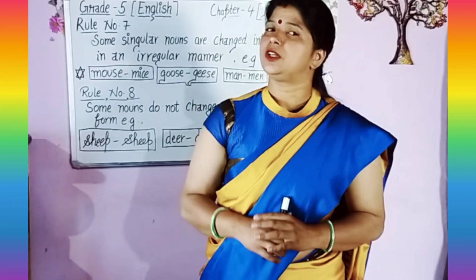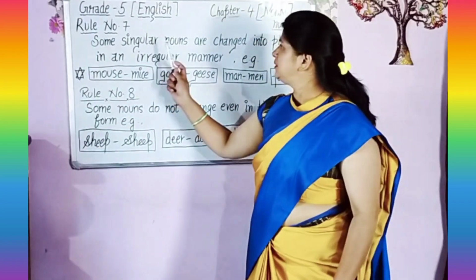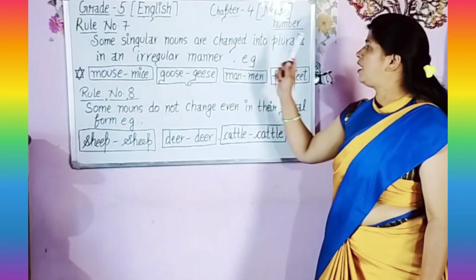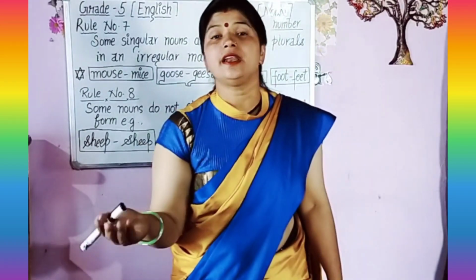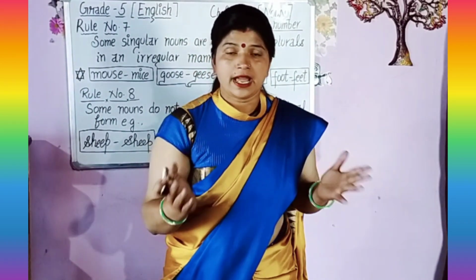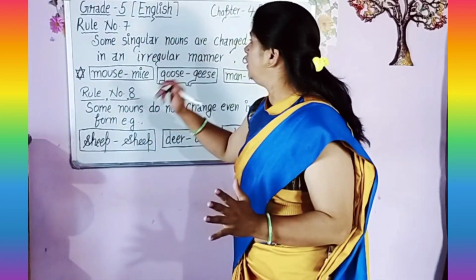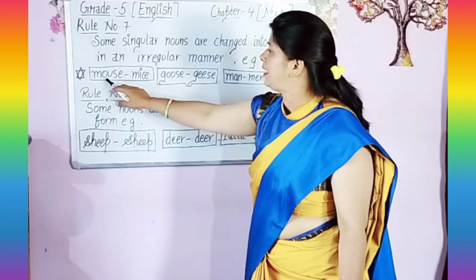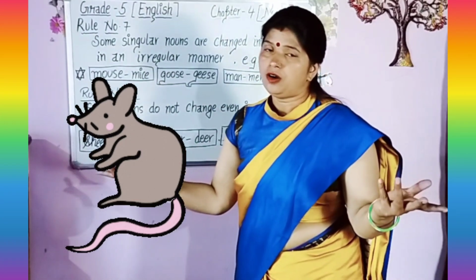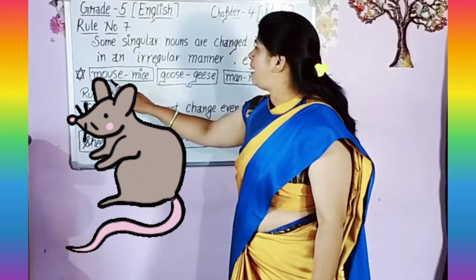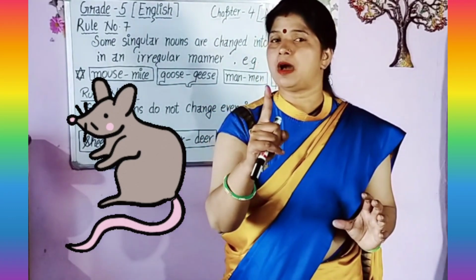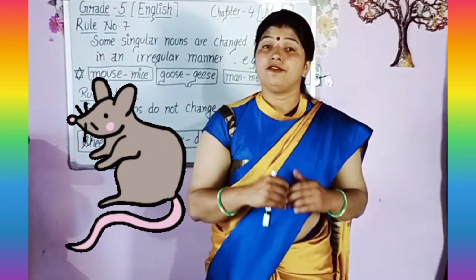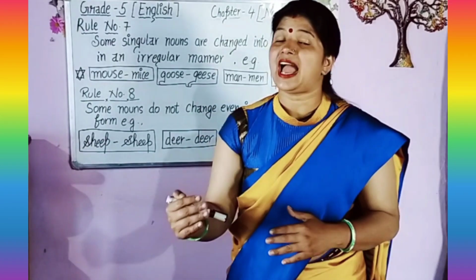My dear students, now the rule number 7 is some singular nouns are changed into plural in an irregular manner. So there are a few nouns which change in irregular form. They don't follow any rule. For example, mouse. No rule is there. So if we have to write mouse in plural form, we will write mice. Mouse means when we are talking about one mouse, mouse means chuha. And when there are many mouse, we write it as mice.